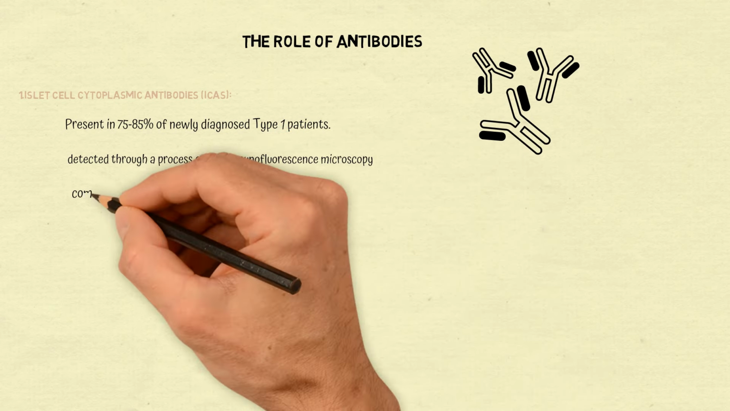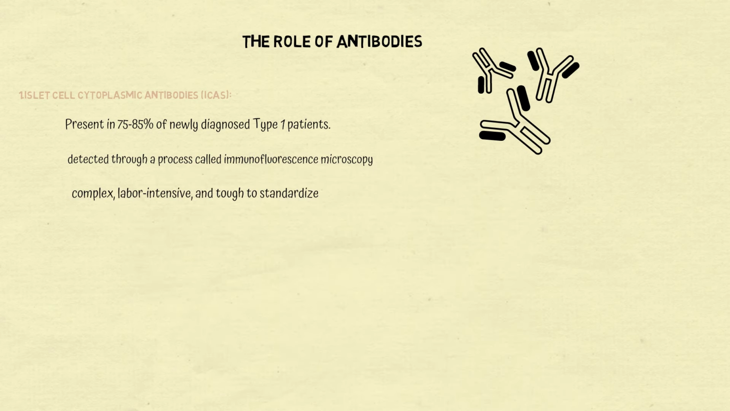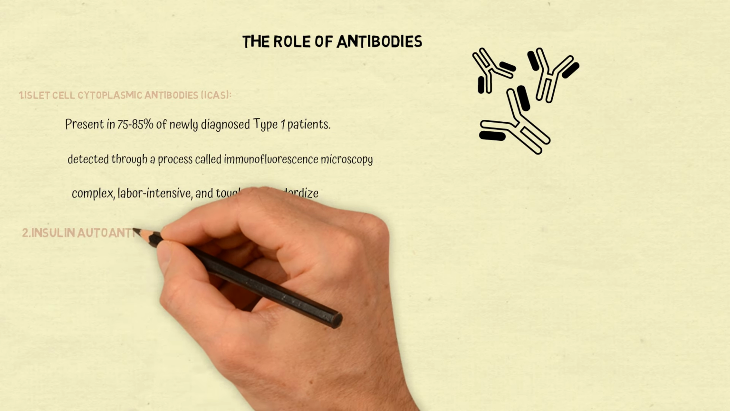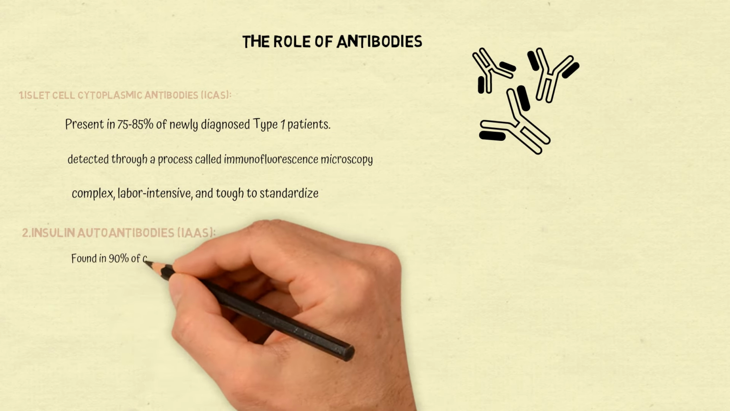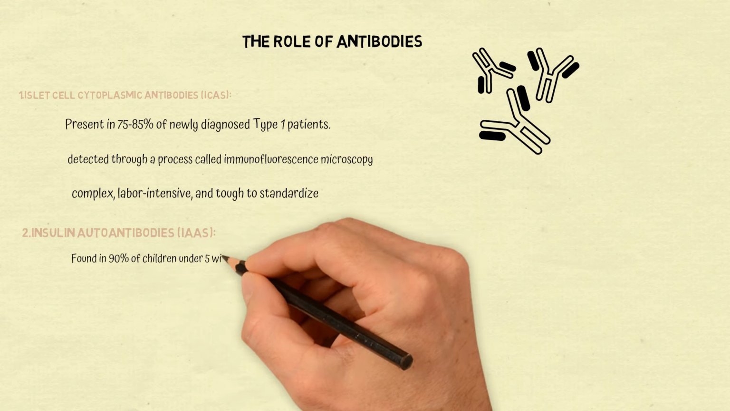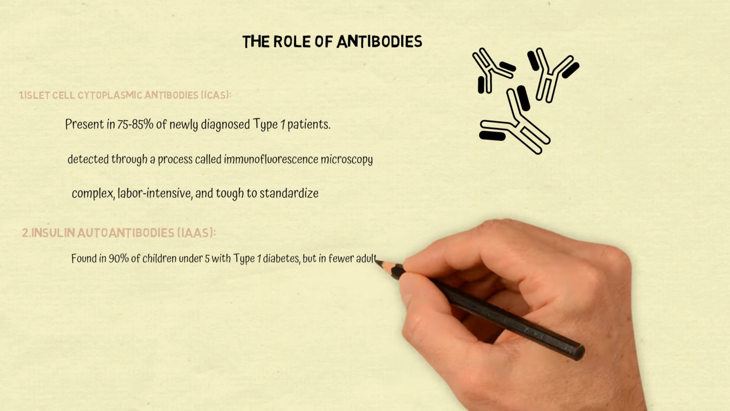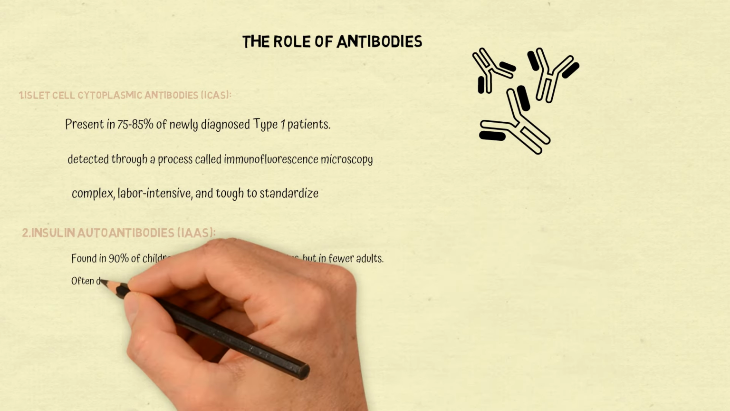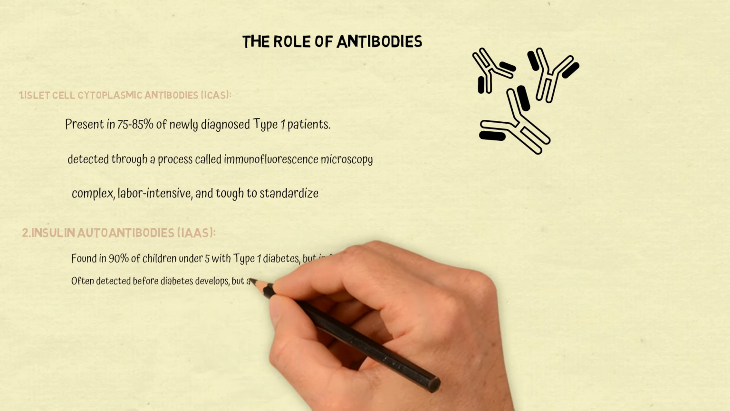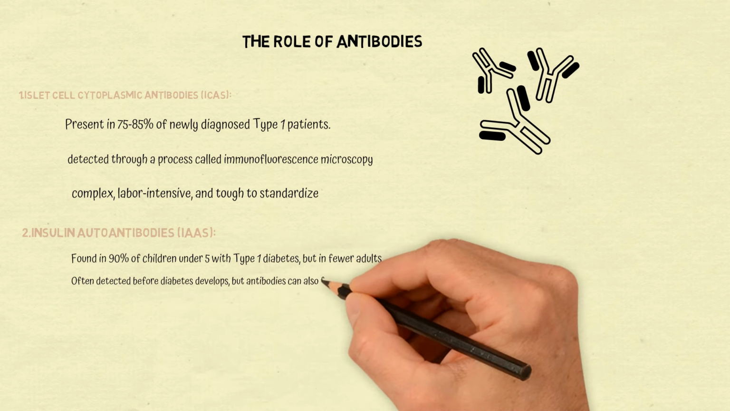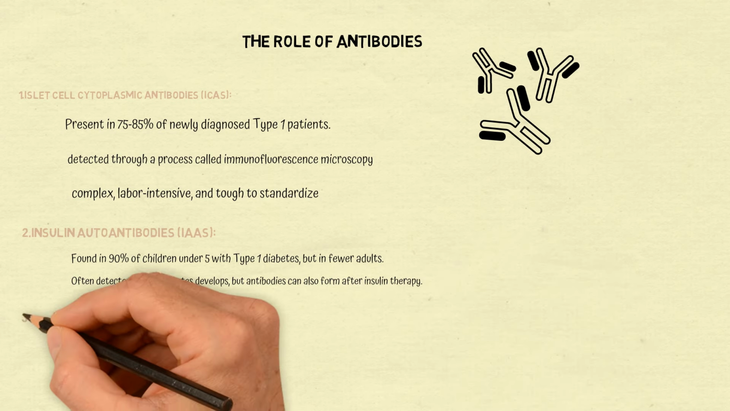But detecting them isn't easy, it's complex, labor-intensive, and tough to standardize. 2. Insulin autoantibodies, IAAs. IAAs are particularly common in young children under 5 with type 1 diabetes, showing up in around 90% of cases. Interestingly, these antibodies can appear even before diabetes fully develops. However, they might also form after someone starts insulin therapy.